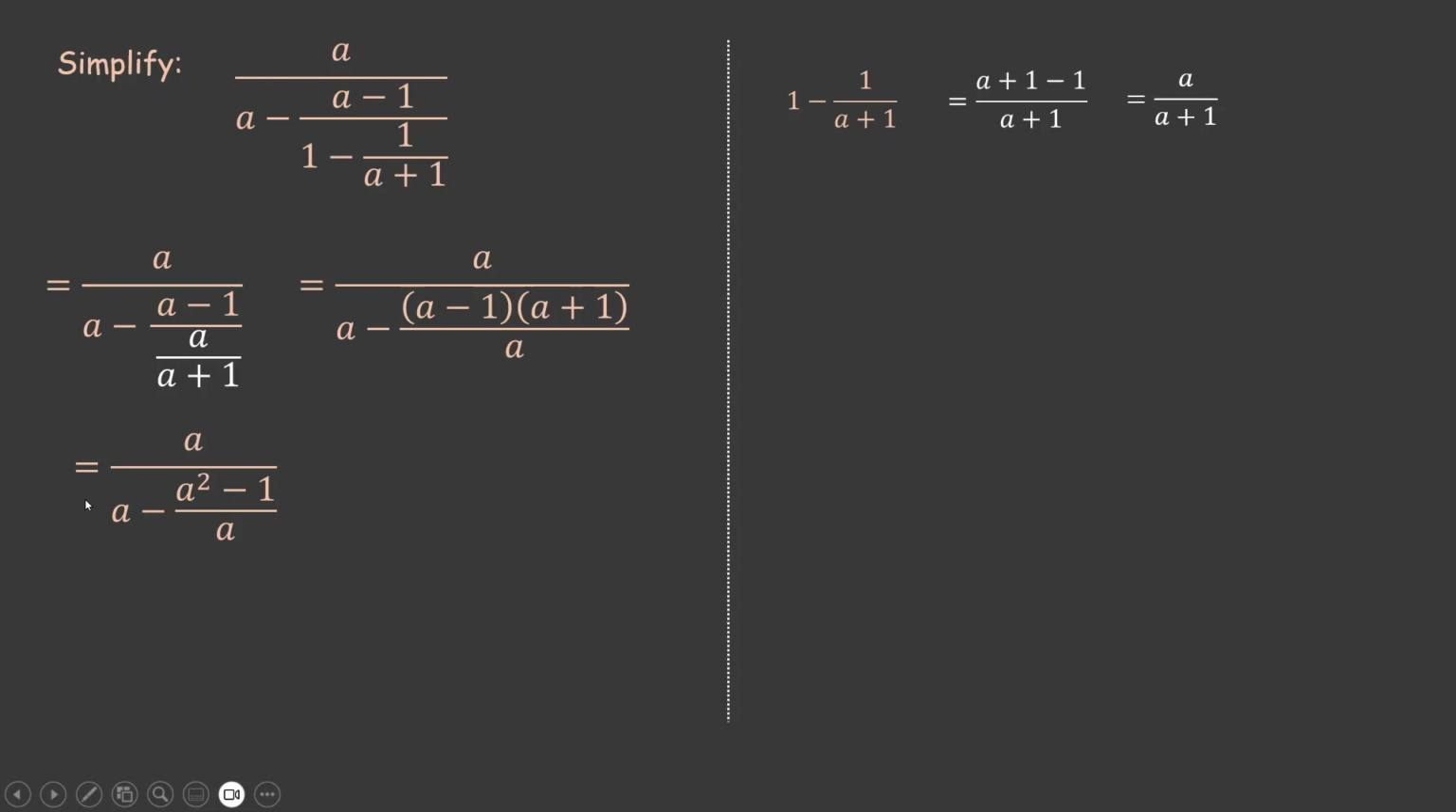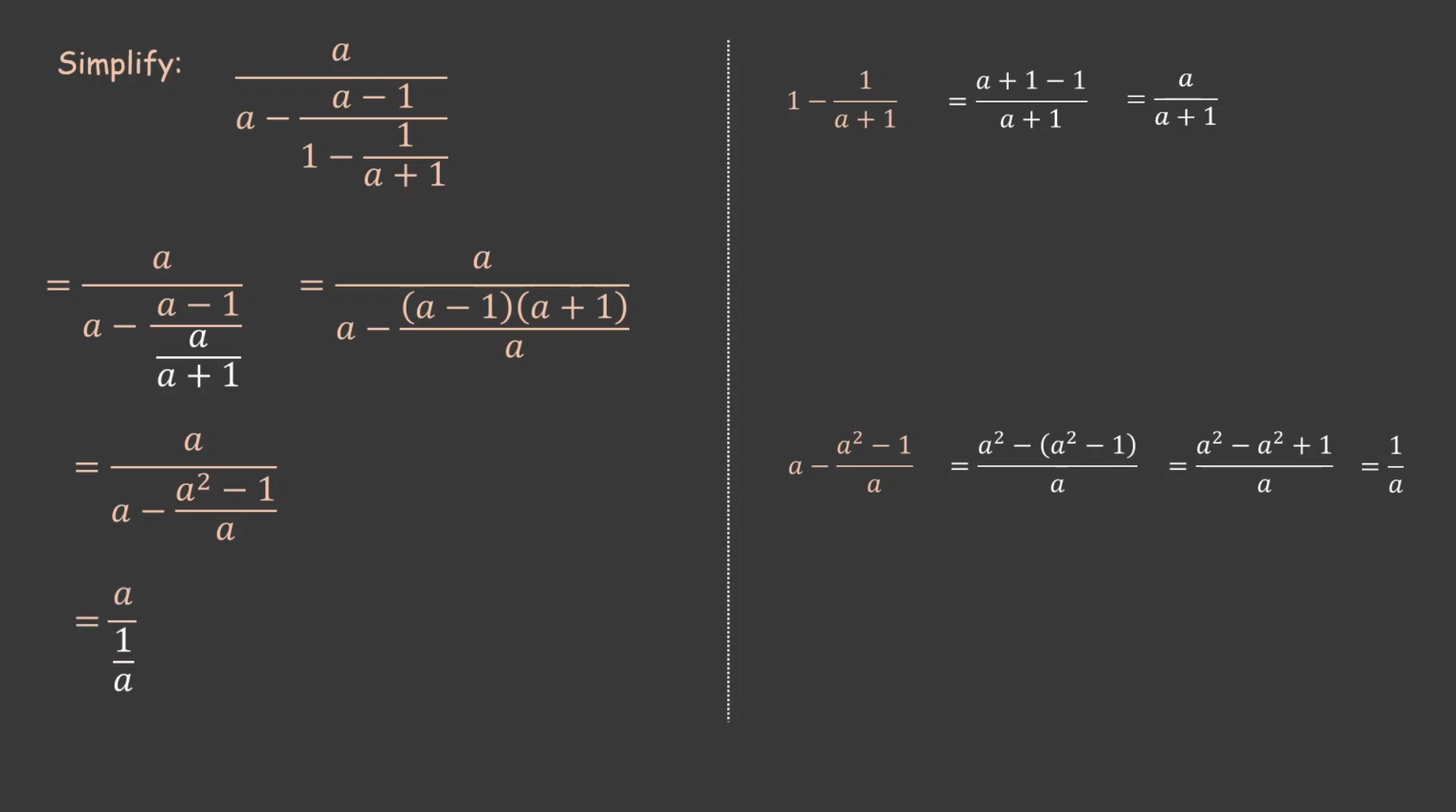Now, once again, we have this slightly complicated denominator. Let us first solve this. The LCM is going to be a. So, the denominator is a and the numerator is a square minus, inside the bracket we have a square minus 1. If we open the bracket, we'll get a square minus a square plus 1. A square and negative a square cancel out, gives us 1 upon a. So let's substitute this simplified form over here. Now this is a upon 1 upon a, which is a into a upon 1, that is a square upon 1, which is a square.